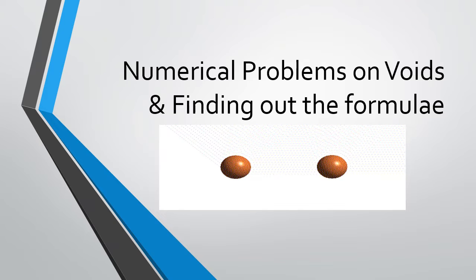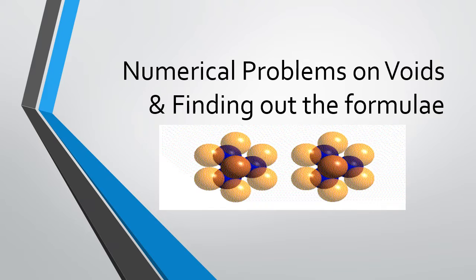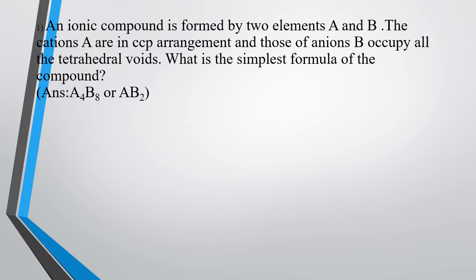Hello dear students, let us continue by solving the problems on voids from the chapter The Solid State. Let us read out the question. An ionic compound is formed by two elements A and B. The cations A are in CCP arrangement and those of anions B occupy all the tetrahedral voids. What is the simplest formula of the compound?